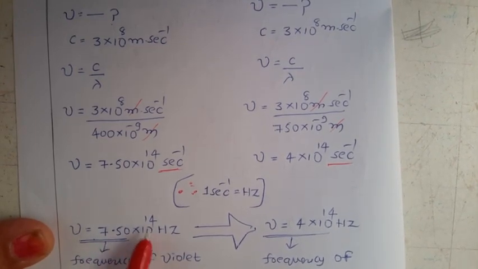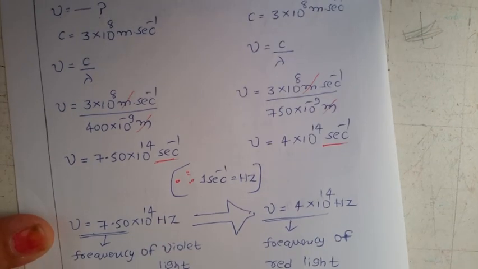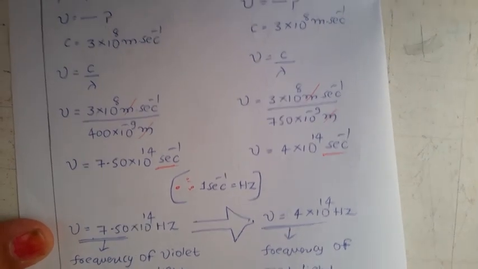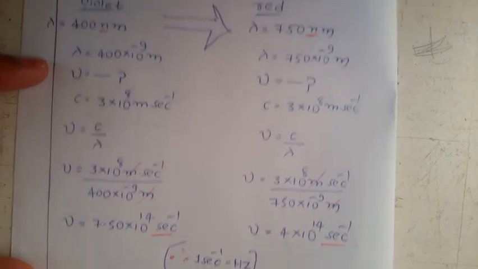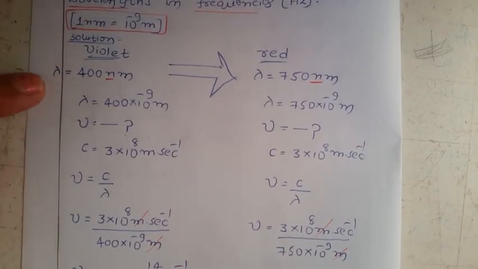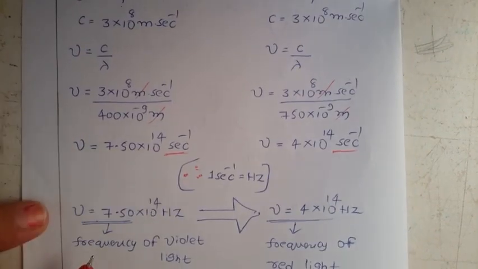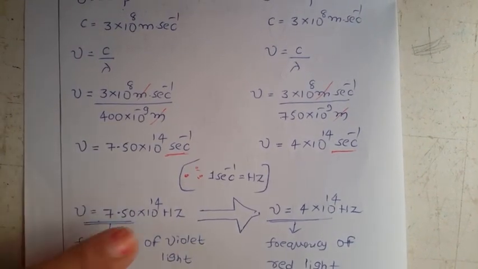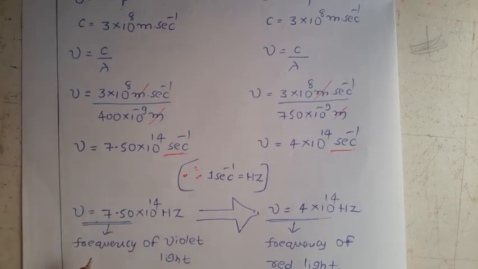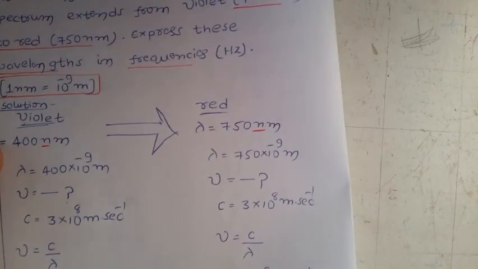7.5 × 10^14 Hz. This is the frequency of violet light. So what we did: they gave the violet light lambda value and we converted it into what? Into the frequency mu, and that too in the units of what? Hertz.